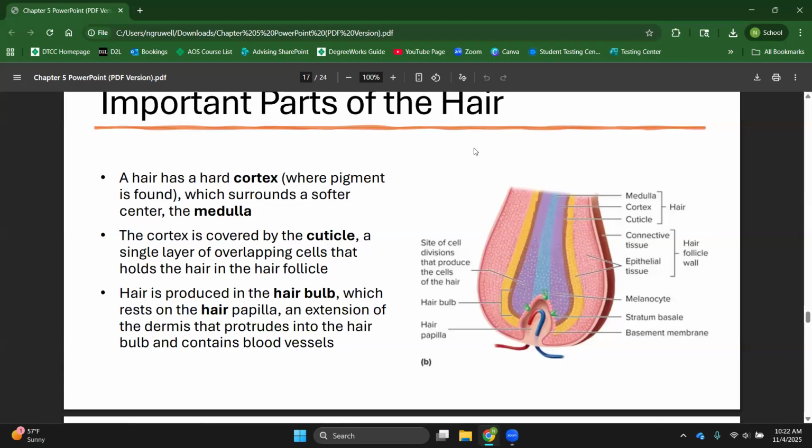So the cuticle is a single layer of cells, and it's really what's helping our hair maintain its position within our hair follicle. We said B for bulb, B for bottom. This is where our hair actually grows. So this is where the hair is going to rest on a hair papilla. So we saw the word papilla earlier in the dermis. This is a hair papilla, and we have blood vessels that go into this papilla and supply the bulb of our hair with nutrients so that it can grow.